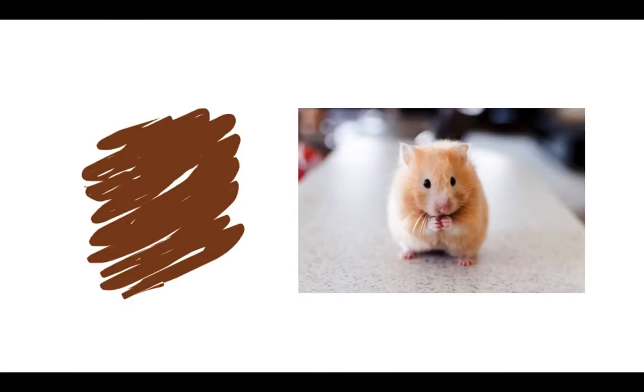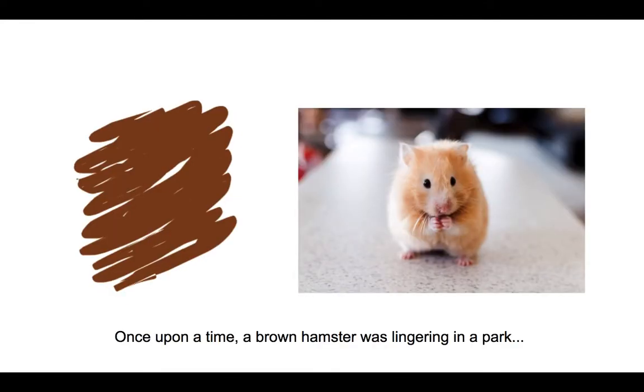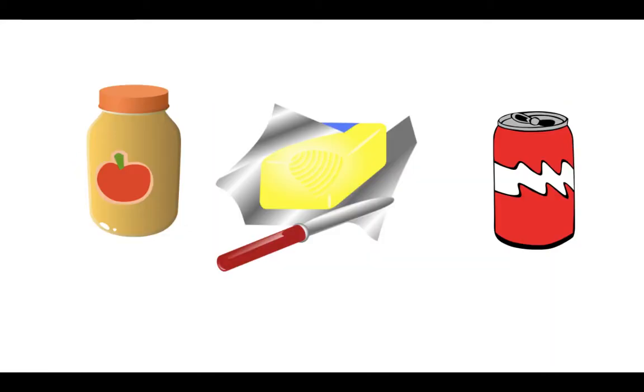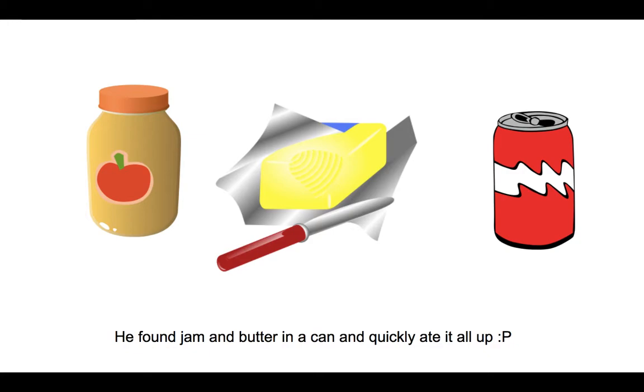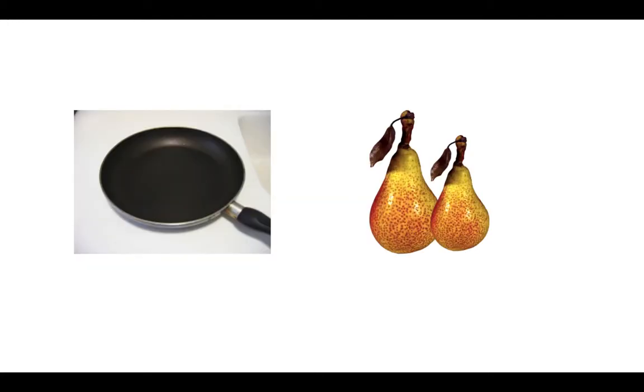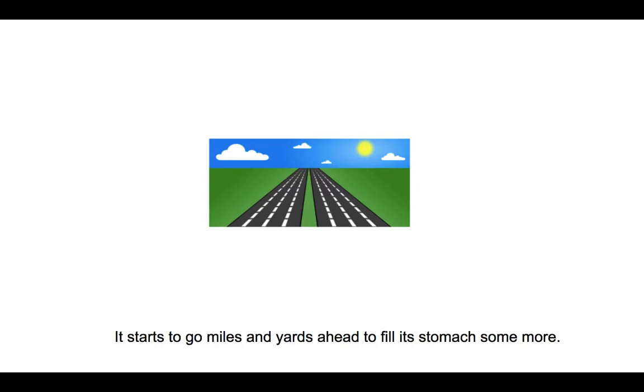The story is called James and the Hamster. Once upon a time, a brown hamster was lingering in a park. He found jam and butter in a can and quickly ate it all up. Next, he found fried pears and ate those too. He starts to go miles and yards ahead to fill his stomach some more, so we have a pretty greedy hamster here.